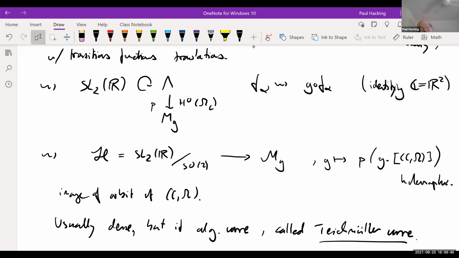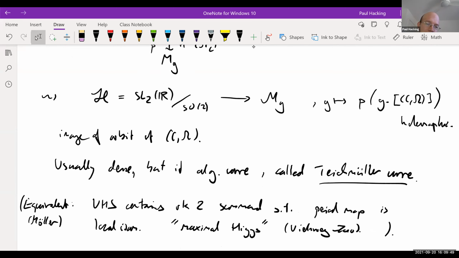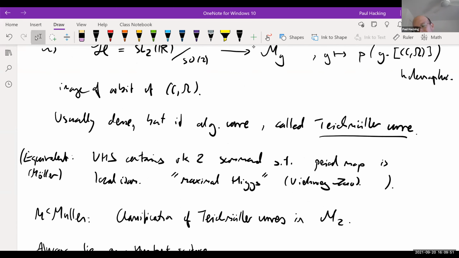But if the image is an algebraic curve, it's called a Teichmuller curve. And because we're doing mirror symmetry and such, maybe another point of view might be more helpful. And an equivalent condition, which is due to Martin Moeller, is that the variation of Hodge structures for this family of curves, we have a curve in M_g, so we get a weight one variation of Hodge structures, just the H1 of the curves parameterized by C.